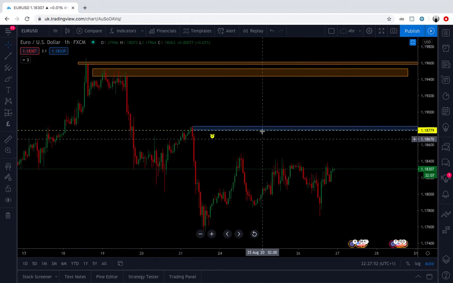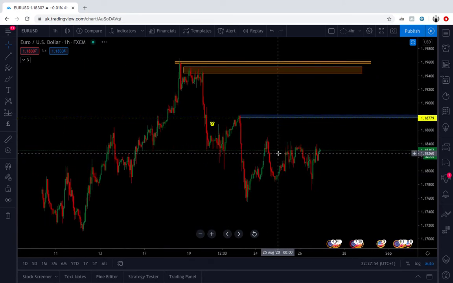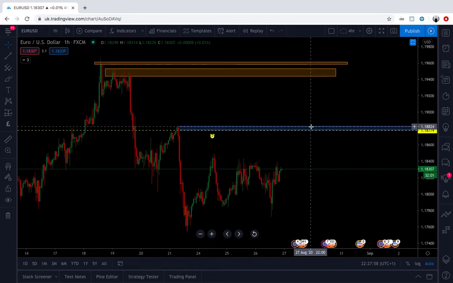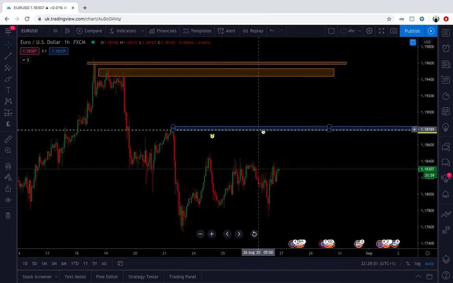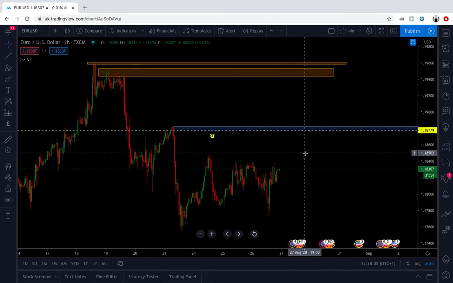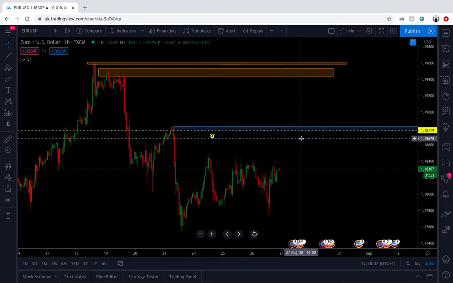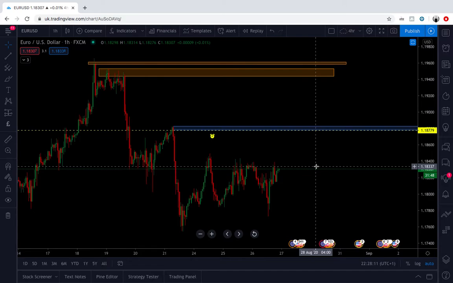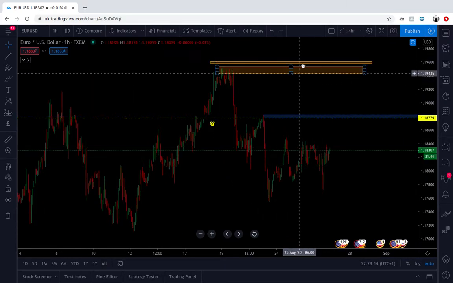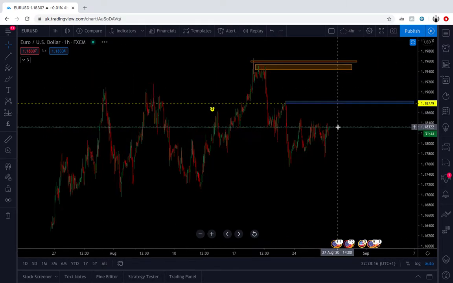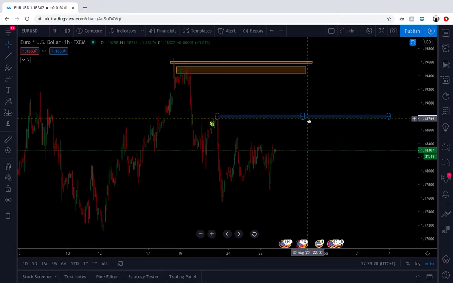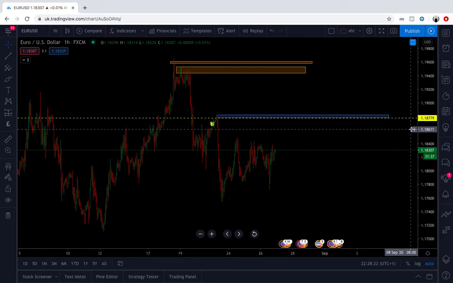So Euro USD, as I marked up some zones yesterday, still got the valid, still got this one. I think there's a good possibility of it coming here and then giving us at least a small trade or carrying on going down. This is also marked for this opportunity. So Euro USD, this is about 1.18779.